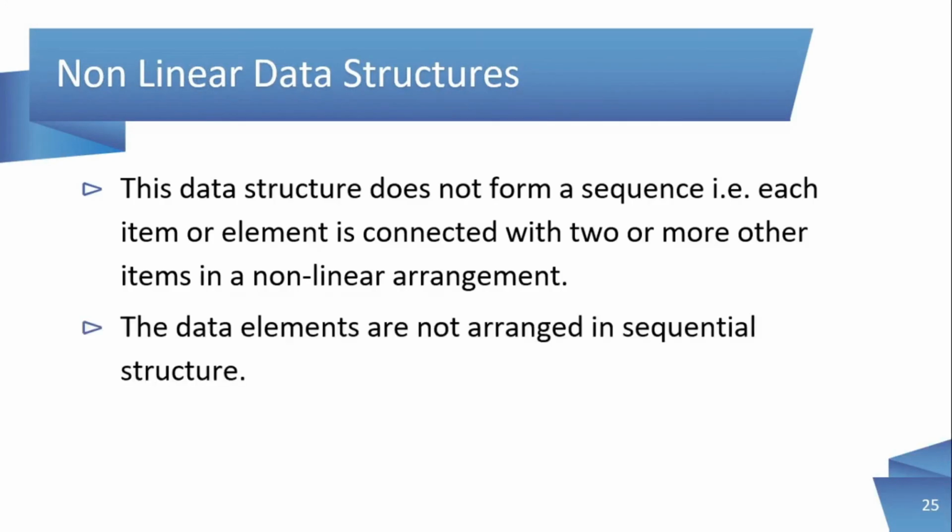Non-linear data structures. These data structures do not form a sequence. That is, each item or element is connected with two or more other items in a non-linear arrangement. The data elements are not arranged in a sequential structure. A non-linear structure is another type of data structure in which the data elements are not arranged in a contiguous manner. As the arrangement is non-sequential, the data elements cannot be traversed or accessed in a single run.